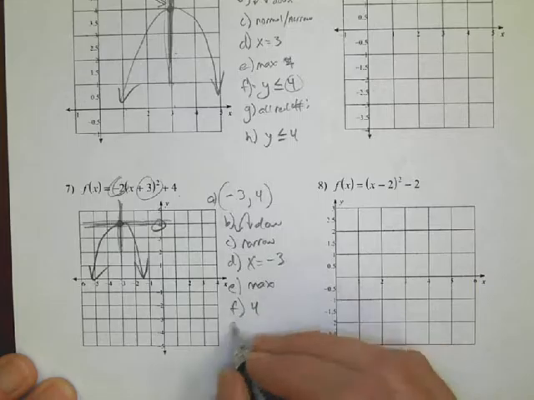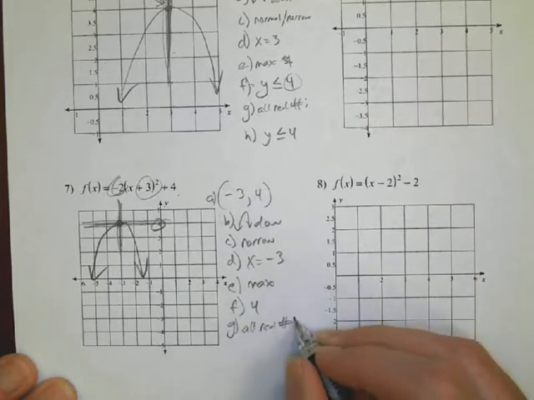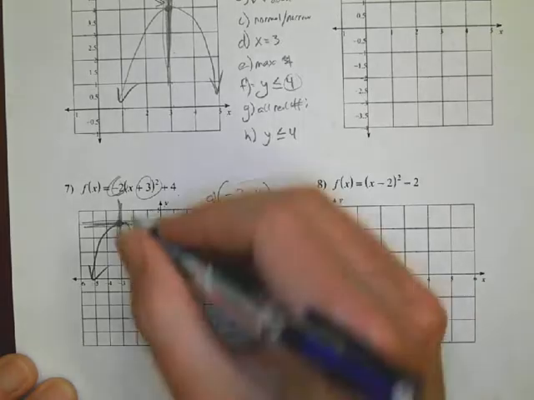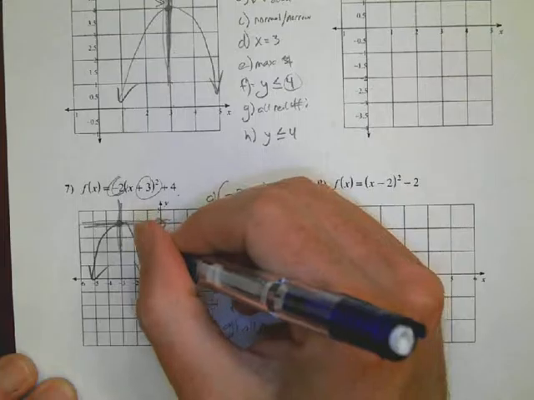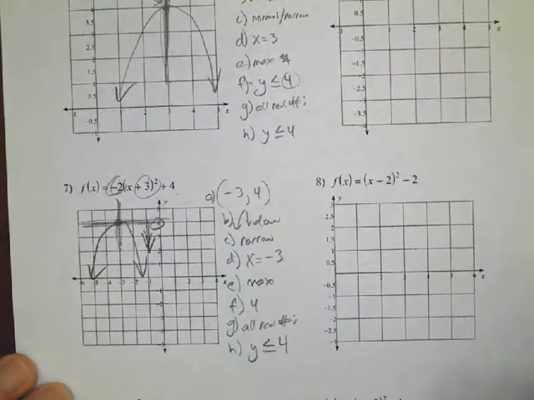And then again, my domain, as always, is all real numbers. I shouldn't say always, but in these lessons it is. And my range is going to be y is less than or equal to, because we have to go less than that line, less than or equal to +4. All right? So I hope you get an idea there.